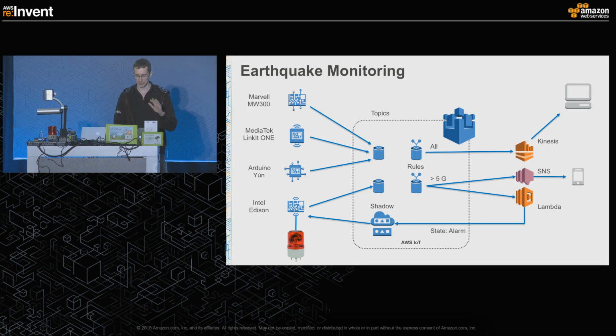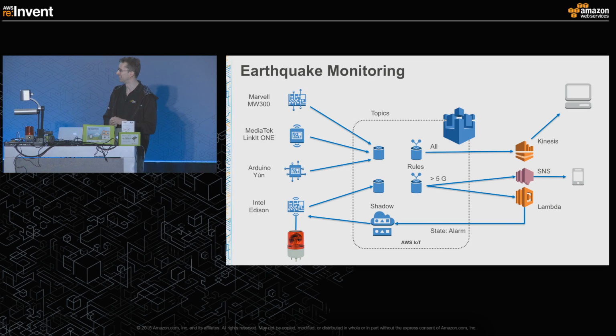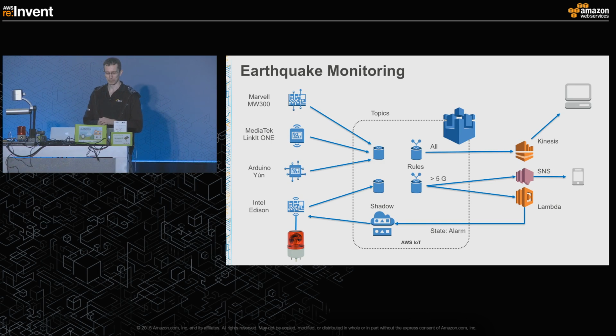The Lambda function updated the shadow state of the Edison to be alarm equals true. Edison read the shadow state when I restarted the app. And then Edison flipped the switch on the alarm. And then after 3 seconds, it went back to alarm state is off.